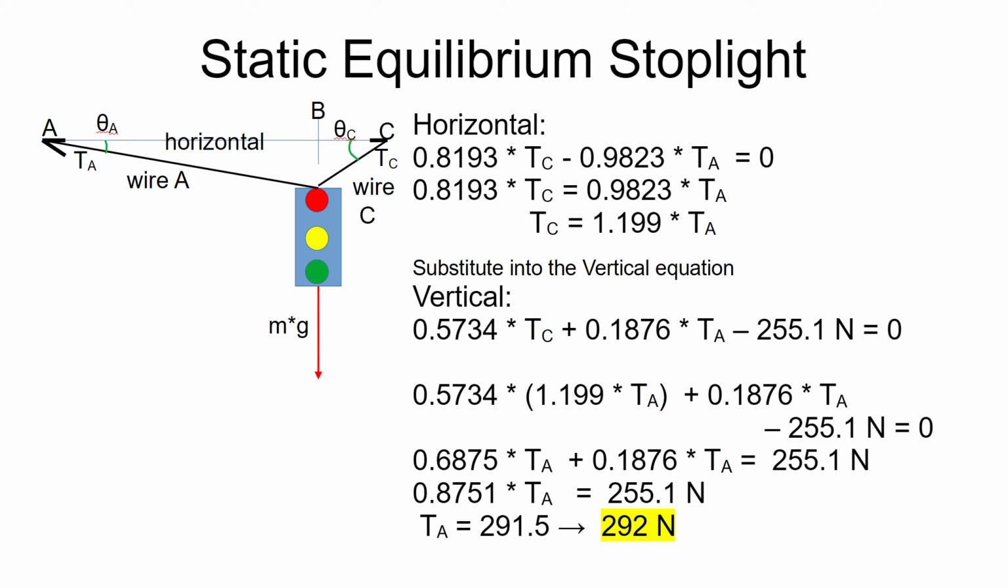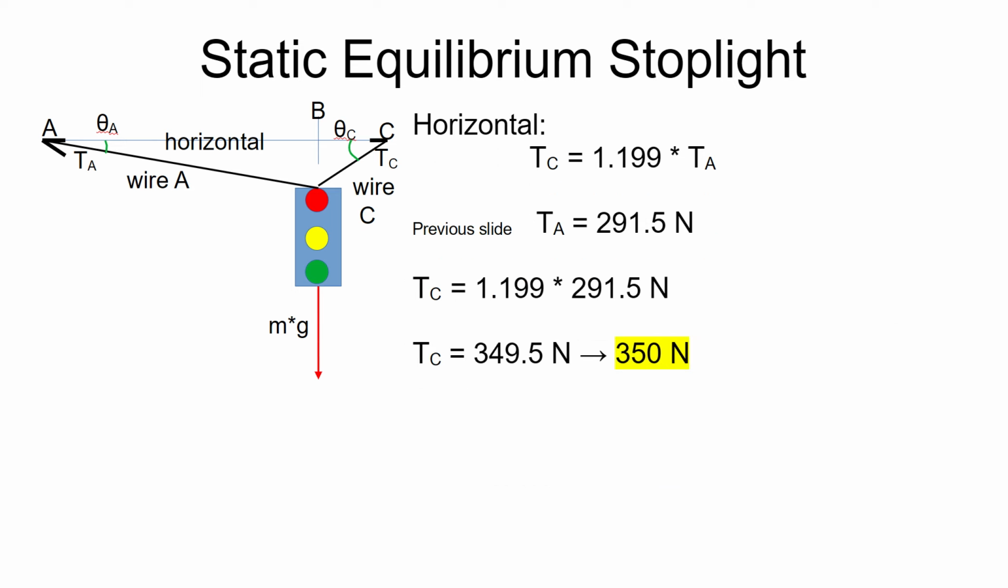How's that going to help us? Well, before I go to the next slide, take a look back up here. Here is our substitution equation. T sub c as an expression can be calculated by 1.199 times T sub a. We just found T sub a. Let's go to the next slide and we'll get T sub c. So T sub a is 291.5. I put that in here to replace T sub a, and now I do a straight calculation, and I get 349.5 newtons intermediate result, round to 350 as an answer for T sub c.